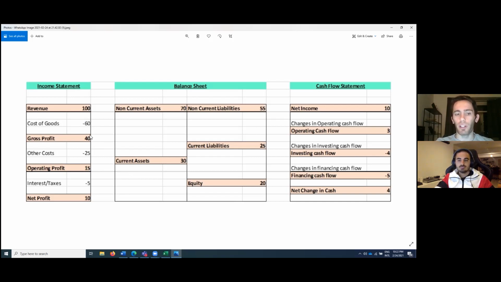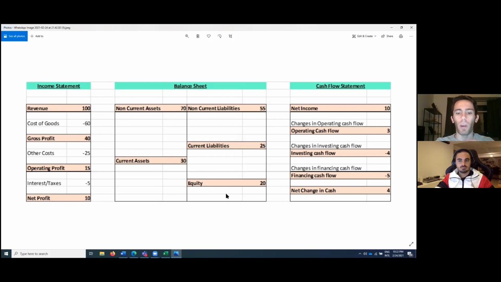Then you have other costs. So these are marketing, research, and things like this. So then you have operating profit when you account for those as well. And then the last few costs, which are interest and taxes and things like that. And then you have your net profit. Net profit is your ending profit. Now, this net profit is what goes into equity.